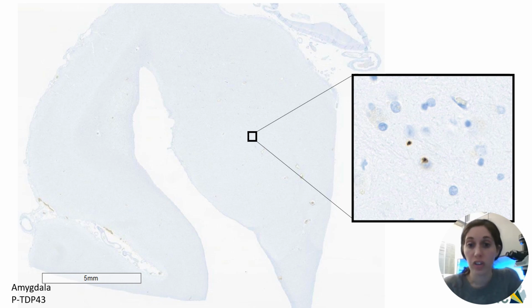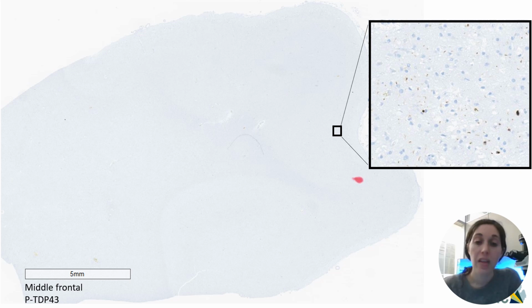You also see this pathology in the amygdala. So here's an image of the amygdala at low power. It's really difficult to appreciate that there's any staining, but when you take a closer look, you can see some neurons with these really clear aggregates. And then finally, when this pathology progresses, it can involve the frontal cortex. So this is, again, the immunostain for phospho-TDP-43 in the frontal cortex. And at low power, very difficult to see any staining, but when you go at higher power, you can appreciate that there are a lot of aggregates in both neurons and glia.